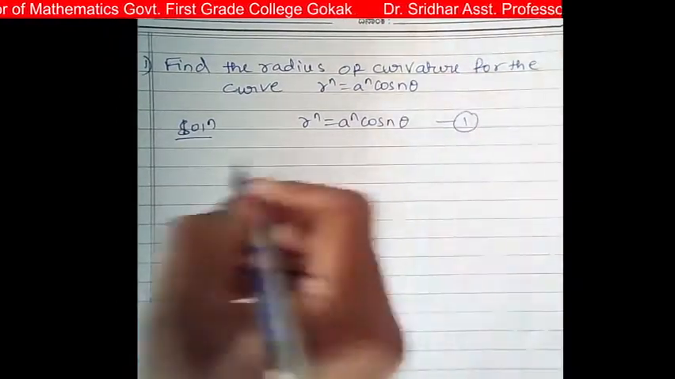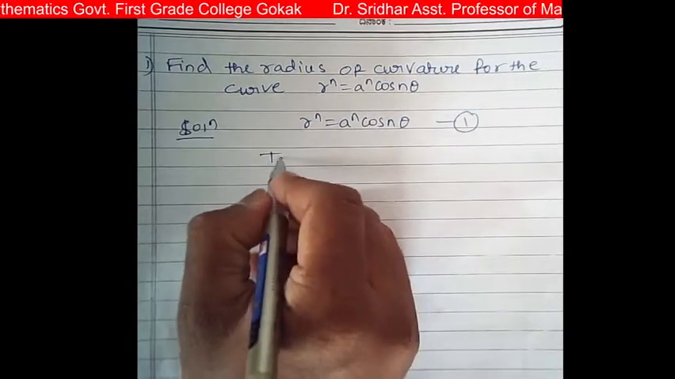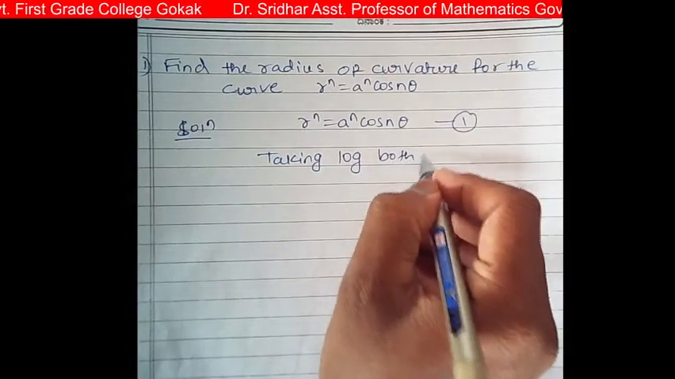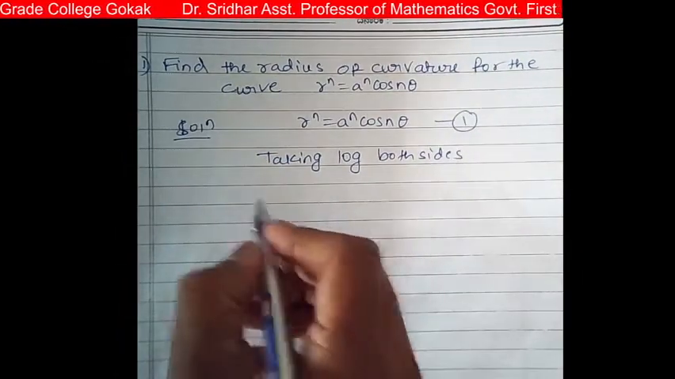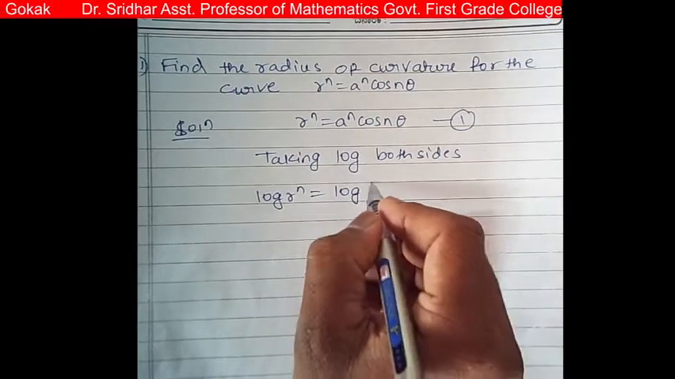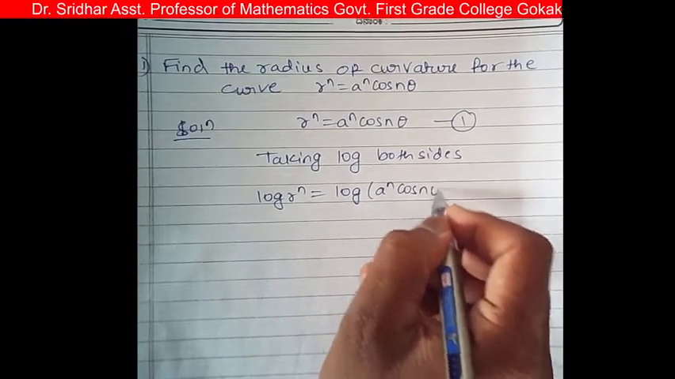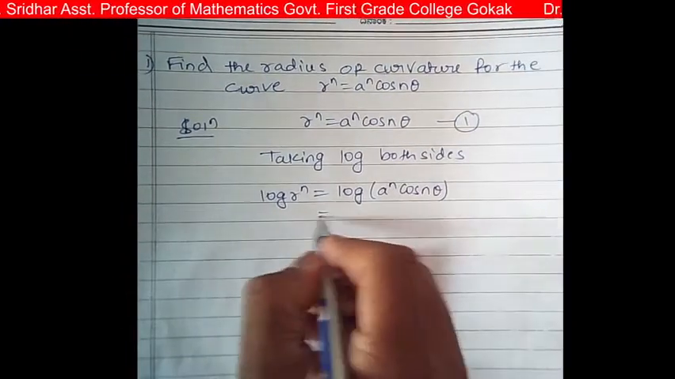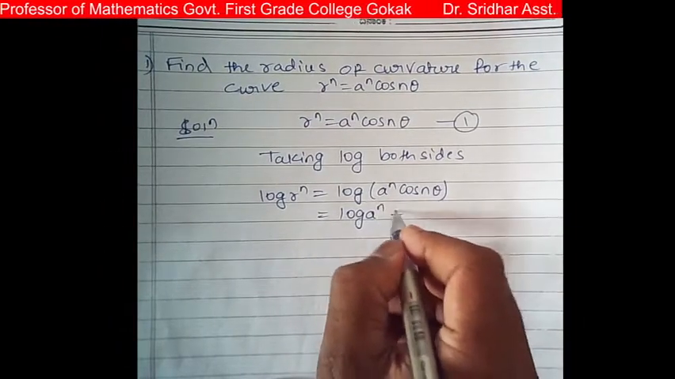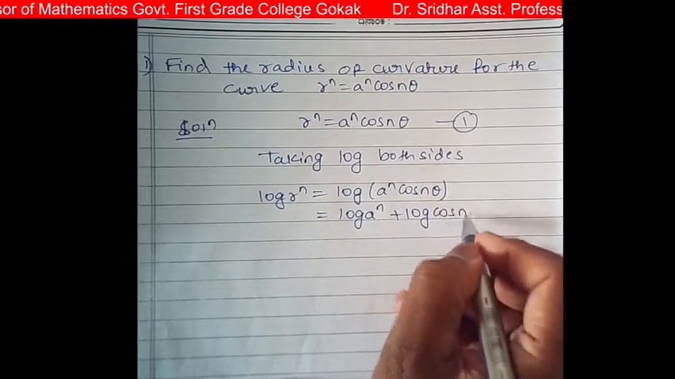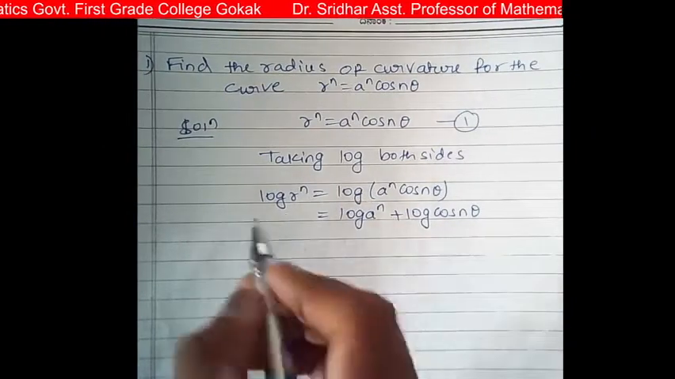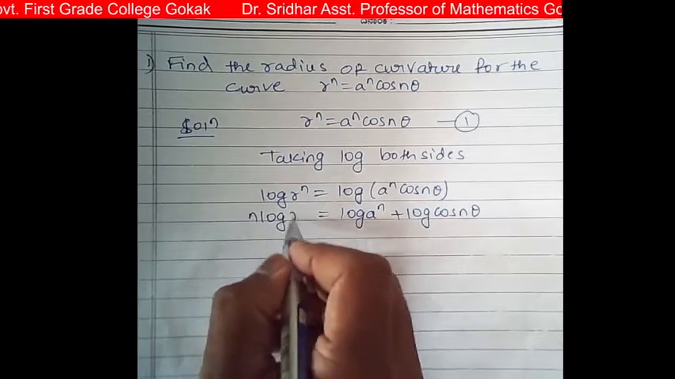This is equation 1. Now taking log on both the sides, we obtain log r to the n is equal to log of a to the n cos n theta. Now this is log AB, so log A plus log B. Now this is log m raised to n, so n log m, so n log r.